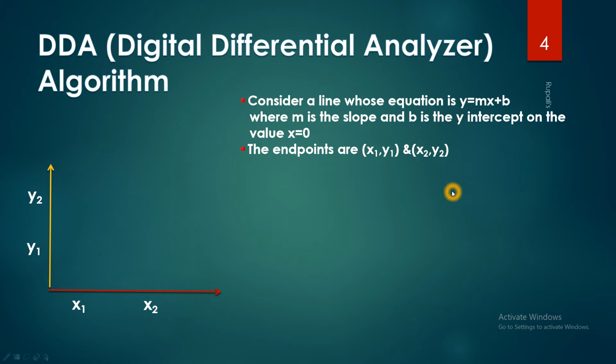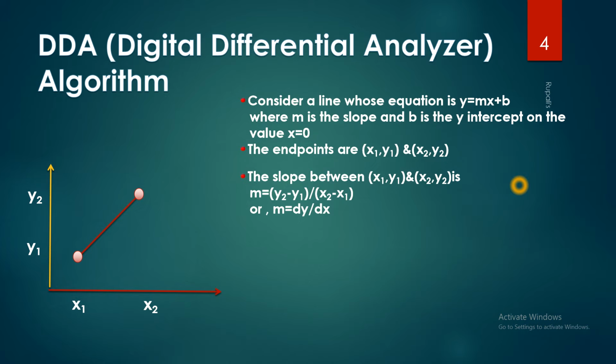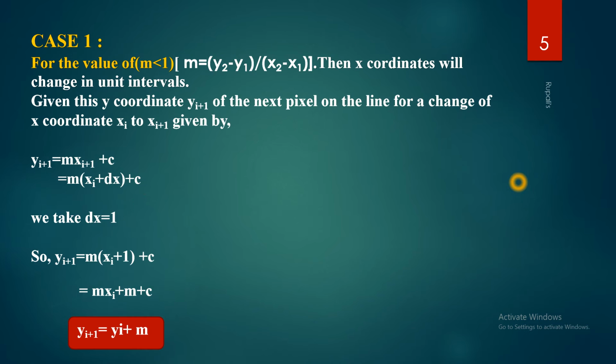Consider a line whose equation is y = mx + b, where m is the slope and b is the y-intercept, the value at x = 0. So when x = 0, this line cuts the y-axis at b. The endpoints are say (x1, y1) and (x2, y2). We want to draw the line by the DDA line drawing algorithm. What is the slope? The slope is m = (y2 - y1)/(x2 - x1), that is m = dy/dx.